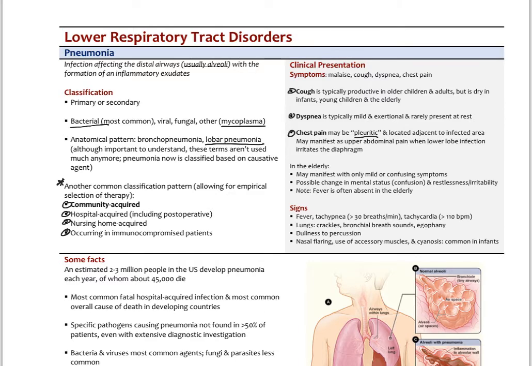In the elderly, it's going to present differently. So it can manifest with only mild or really confusing symptoms. There can be a possible change in mental status, so like confusion and restlessness and irritability. And then the fever is often absent in the elderly. Some of the classic clinical signs that we see would be fever with tachypnea, so respirations greater than 30 breaths per minute, and tachycardia greater than 110 beats per minute. The crackles or rales on the lungs, bronchial breath sounds, egophony suggesting consolidation, again, dullness to percussion suggesting consolidation, and then the use of accessory muscles, what we call nasal flaring. You really see their nostrils breathing heavily, and then cyanosis, and that's going to be more common in infants and going to be more ominous in terms of the potential for respiratory failure.